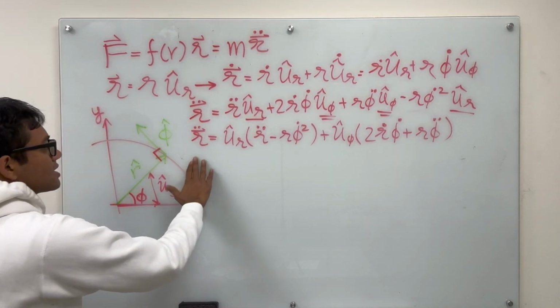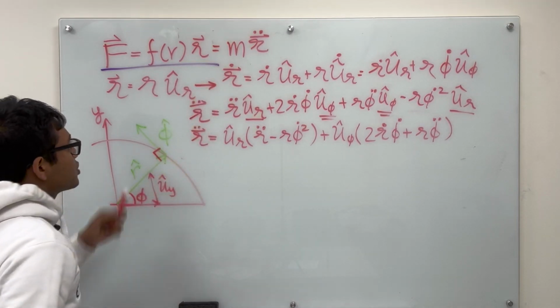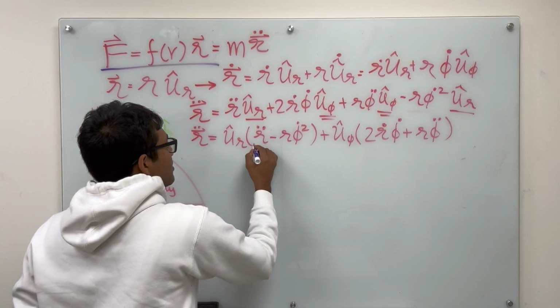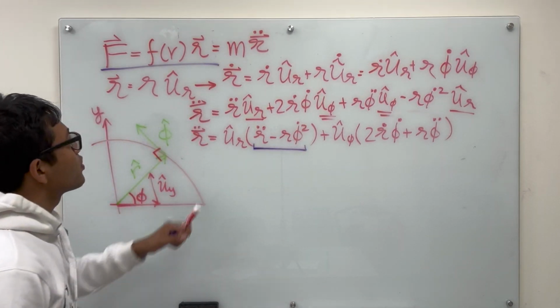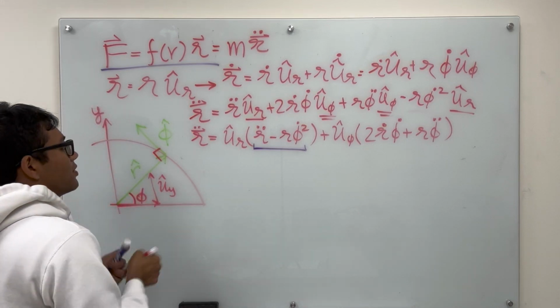All right, so very good. So this is r double dot. Now recall, we're dealing with central forces here, right? We made the assumption that the force is only in the radial direction. That means that only this component of the force is going to contribute to the force. Okay, so here's what I mean.